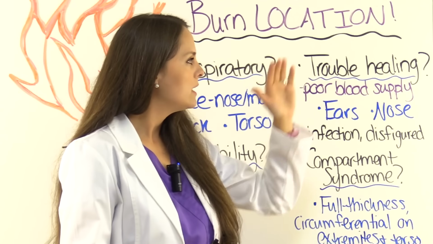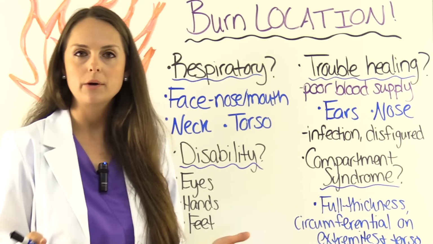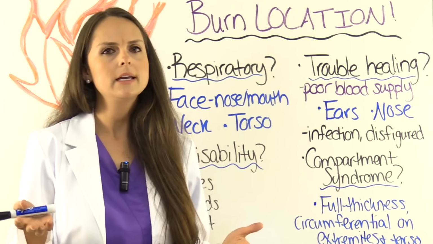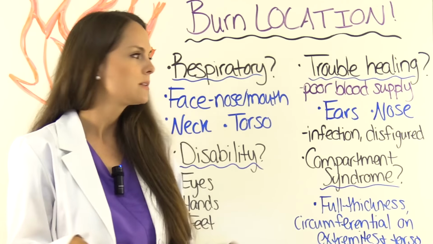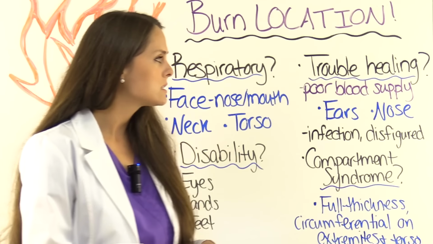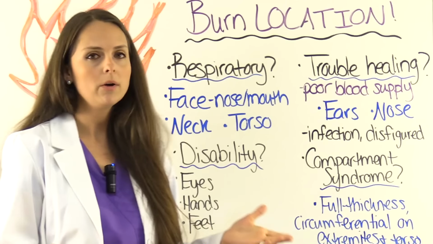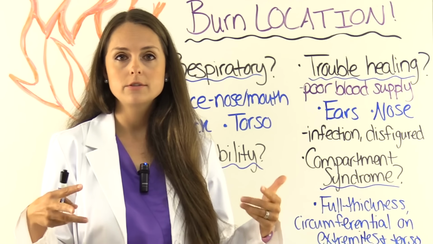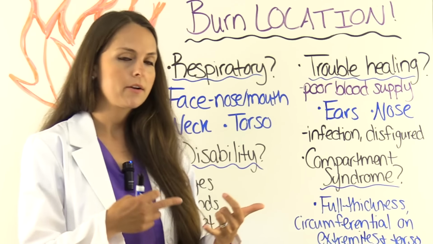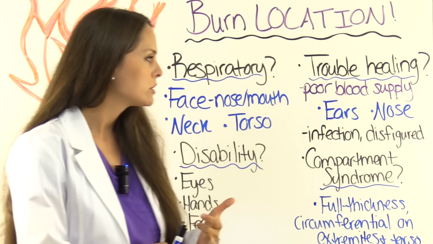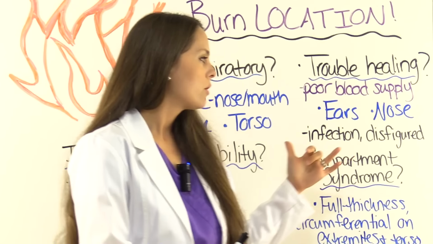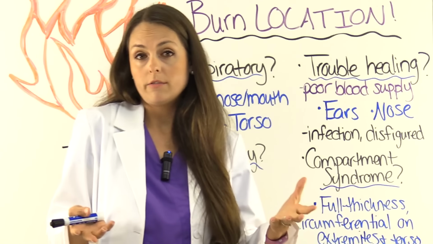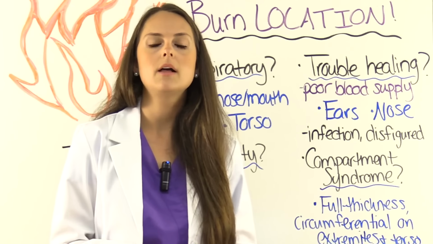Next, trouble healing. What areas on the body of burn do you think are going to have really a big issue with healing because they have a poor blood supply to them? Well, any structure that's really made out of cartilage, they don't have a lot of blood flow to them naturally. So we're talking about our ears and our nose, which is going to put them at risk for disfigurement because it's not going to heal very well because it doesn't have a nice blood supply going.